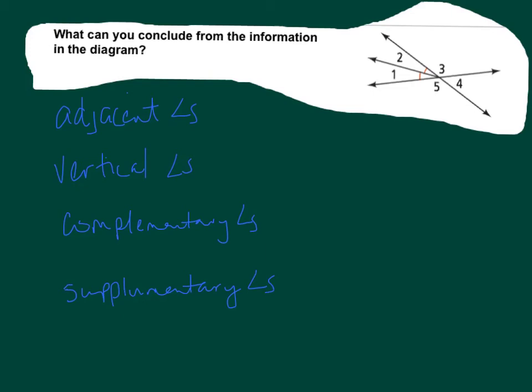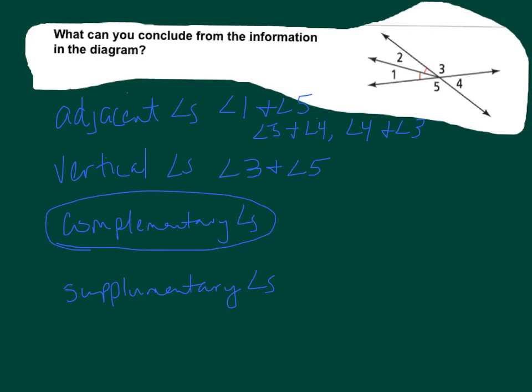I'm not going to list them all, but angle 1 and angle 5 are adjacent. Angle 5 and angle 4. Angle 4 and angle 3, and so on. Vertical angles are angles that are going to be opposite of each other. There's actually only one set here, and it's angle 3 and angle 5. Complementary angles. Do we know that any angle in here is 90 degrees? We don't know if anything is 90 degrees. So we cannot conclude any complementary angles.